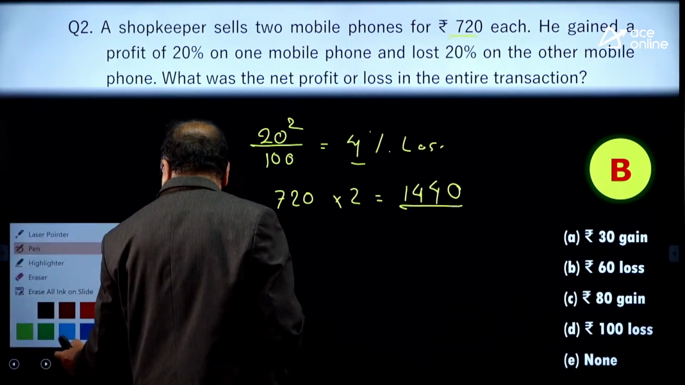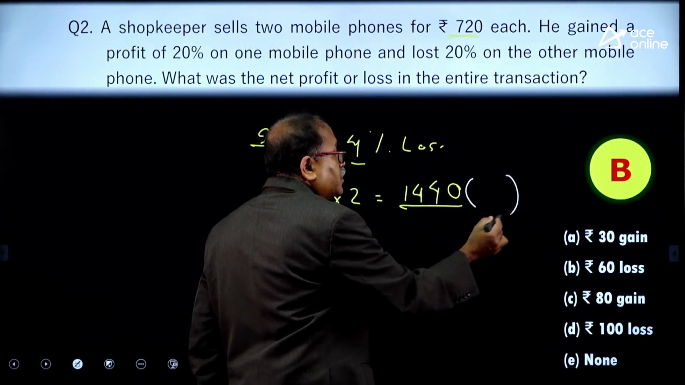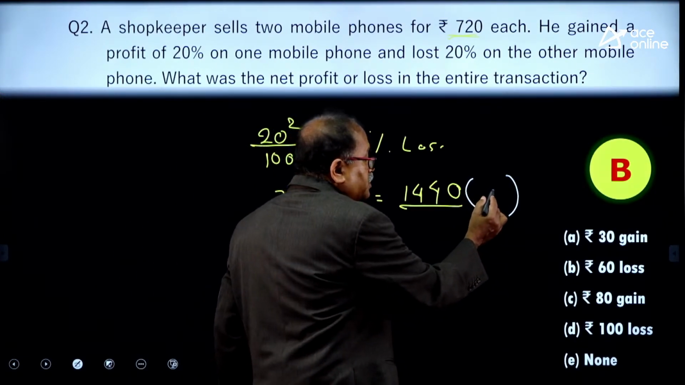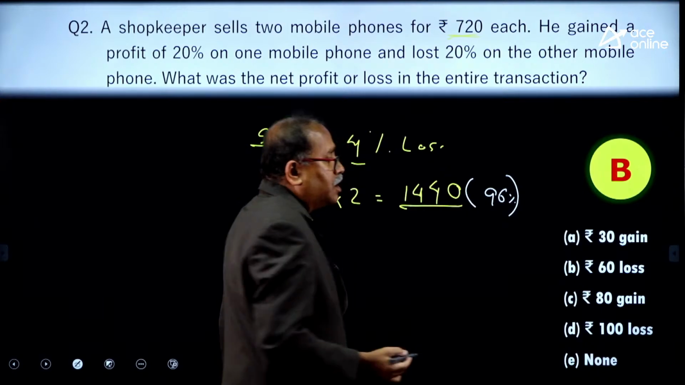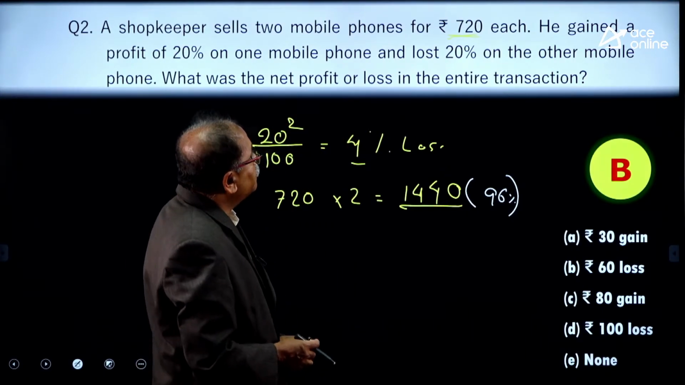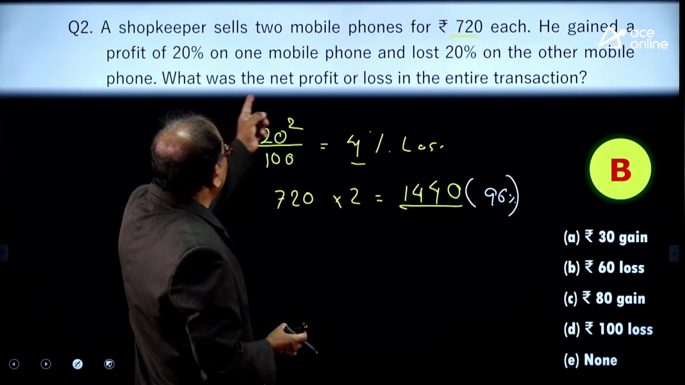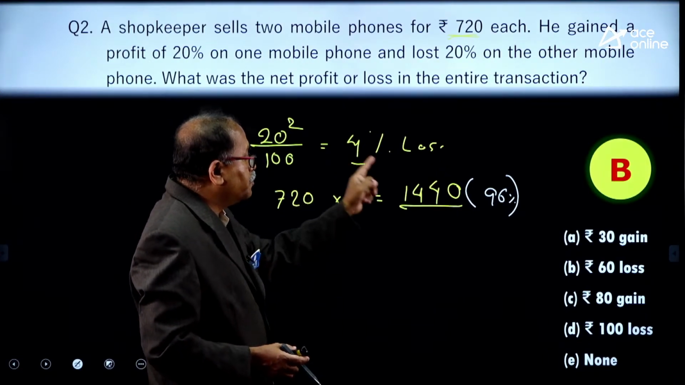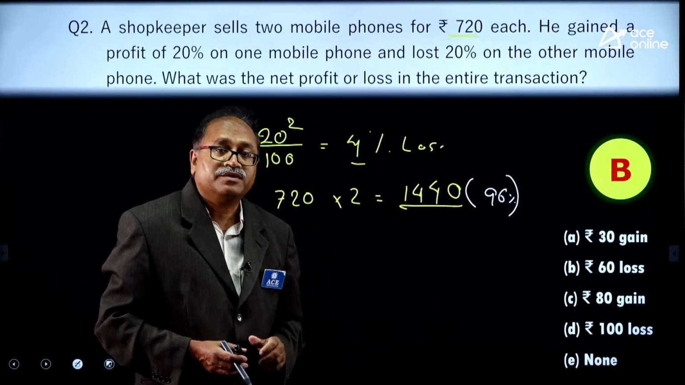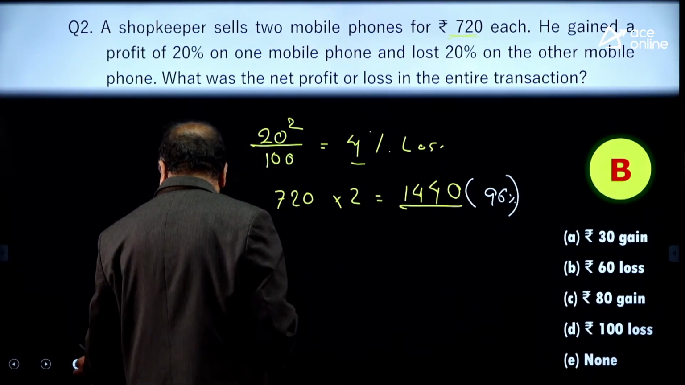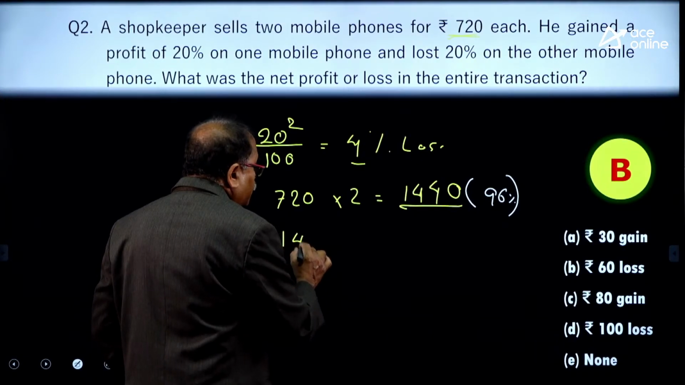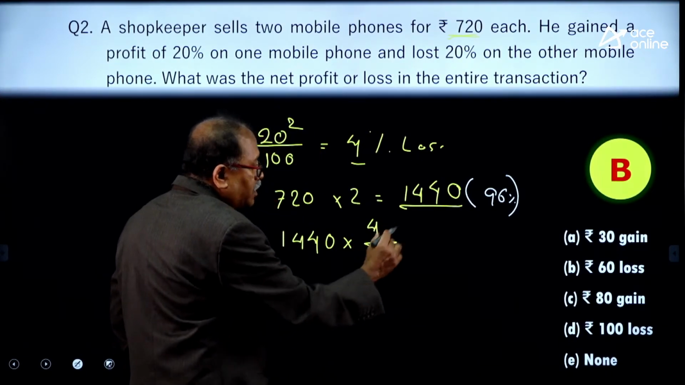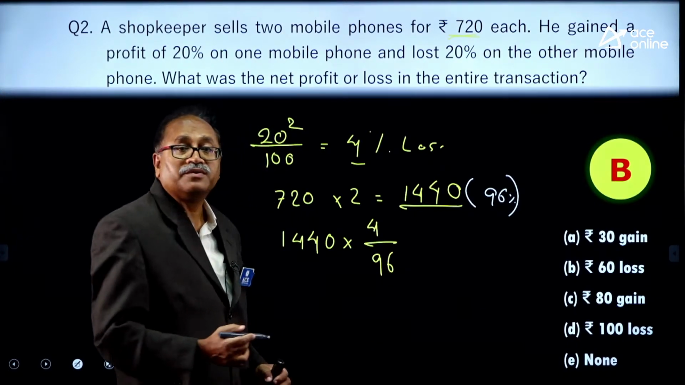That means this selling price is what percentage of the cost price? 100 minus 4, that is 96%. I already know 96%, then what I need to find out is the net profit or loss percentage. So, I need to find out the 4% where I know 96%. So, that comes this way: 1440. I need the 4% loss, whereas the given one is 96%.